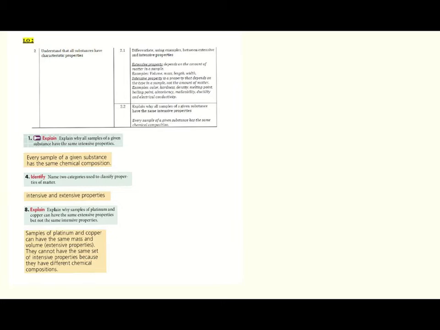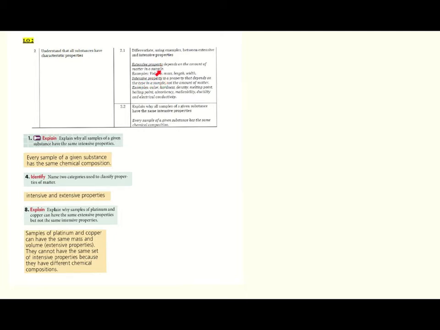Hi everyone. In this video we will describe learning objective 2. Learning objective 2 is to understand that all substances have characteristic properties. Characteristic properties means the properties which are characteristic for a substance. There are two characteristics that we need to differentiate between. The first one is called extensive property, and the second one is intensive property.